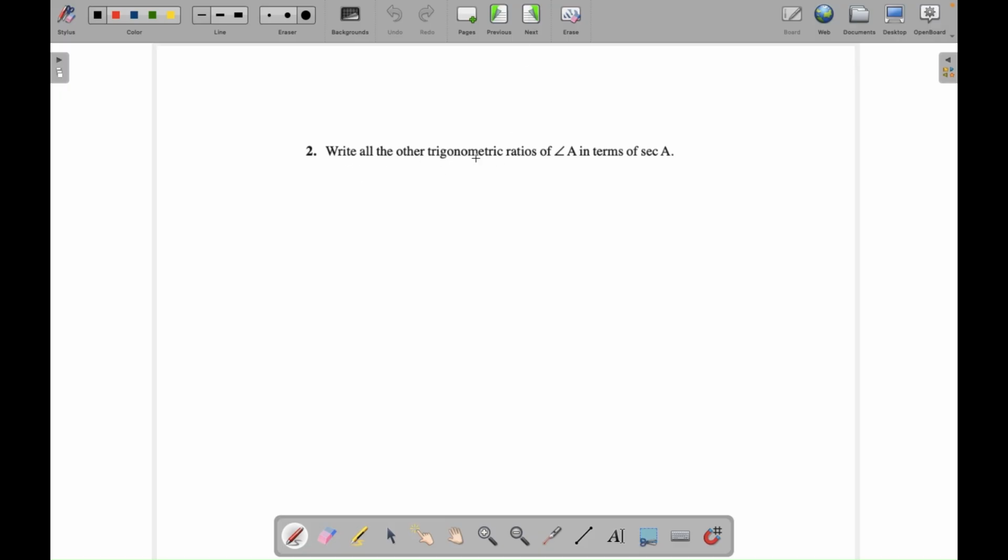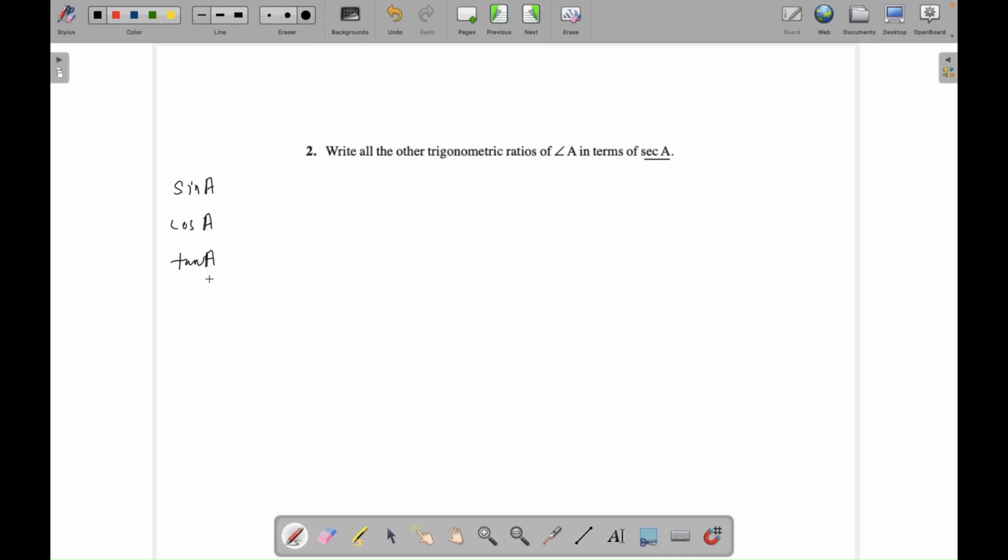Write all the other trigonometric ratios of A in terms of sec A. So it is saying to write all the other trigonometric ratios, so everything except sec A. So we have sin A, we have cos A, we have tan A. So we just have to write these three. Once we are able to write these three, cosec A will be just the opposite of sin A. We don't have to write sec A because we have to write everything in terms of that.